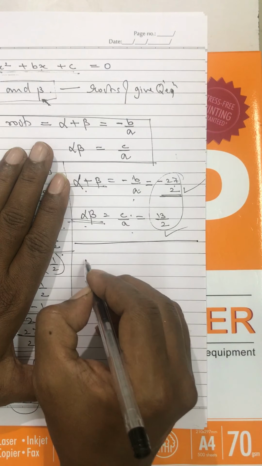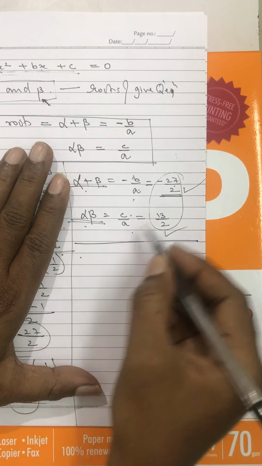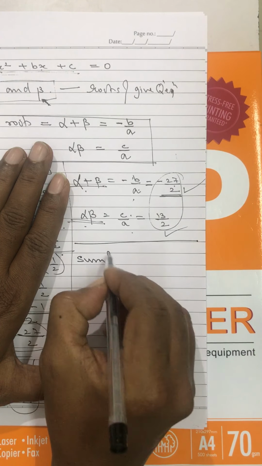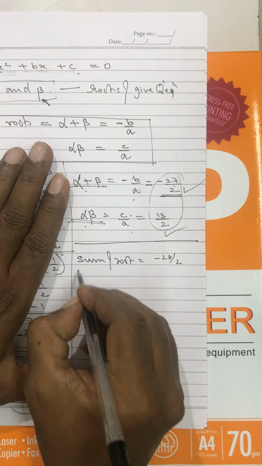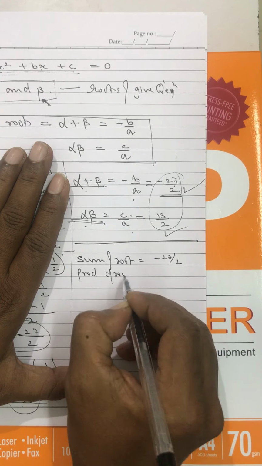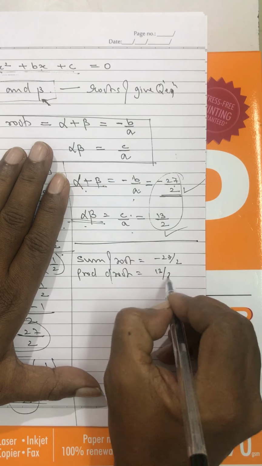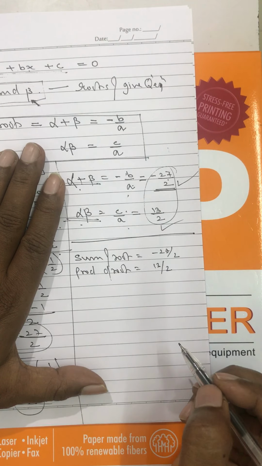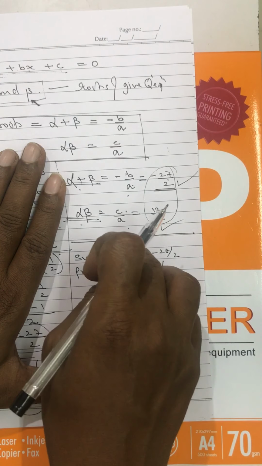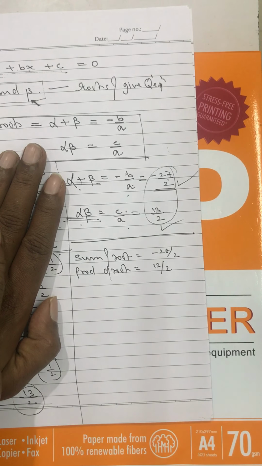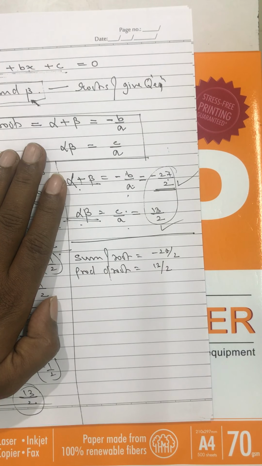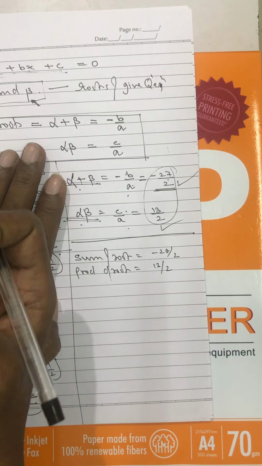Supposing I know the sum of the roots, which is minus 27 upon 2, and the product of the roots, which is 13 upon 2. See my dear students, if I know the sum of the roots and the product of the roots, and I don't know the equation, I can frame the equation. What I am trying to explain is that before this, when the quadratic equation was given to you, you could find the roots.